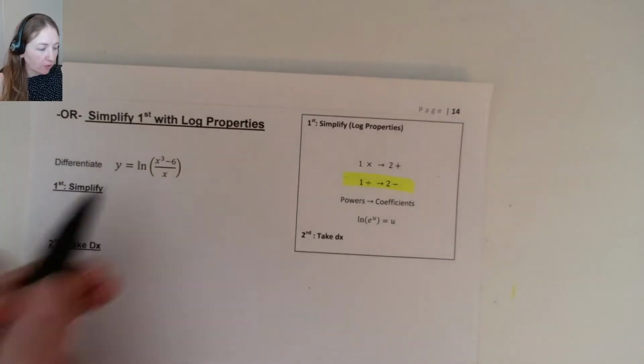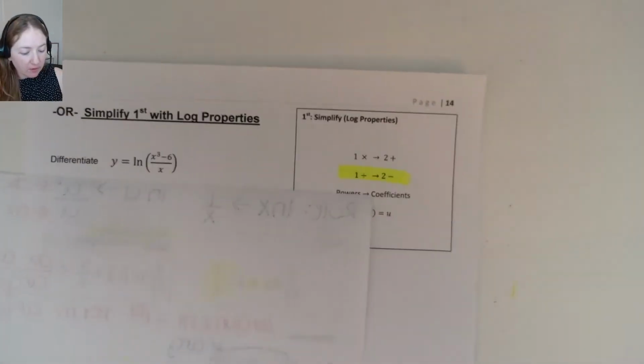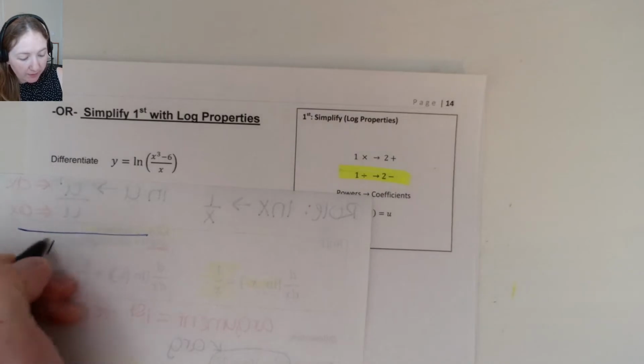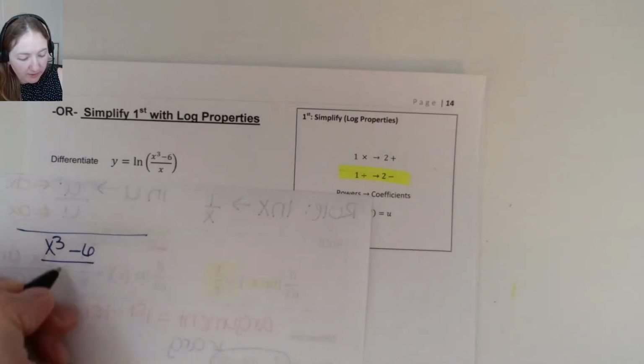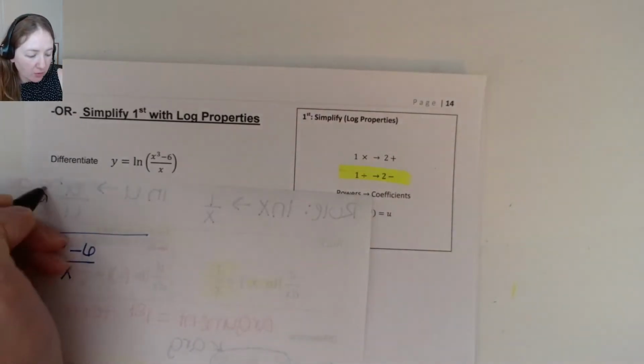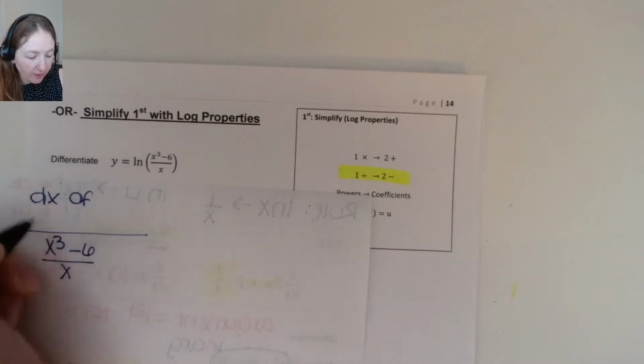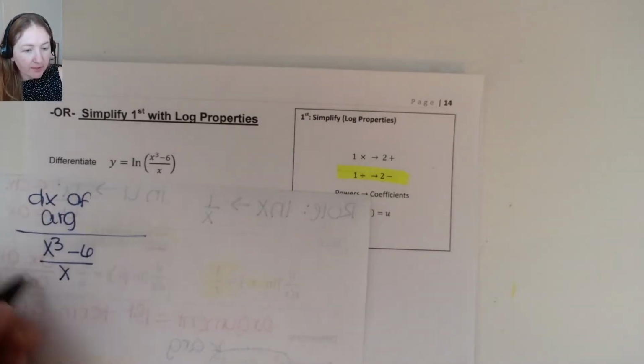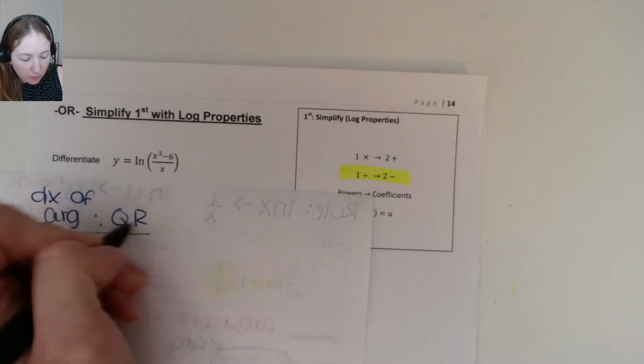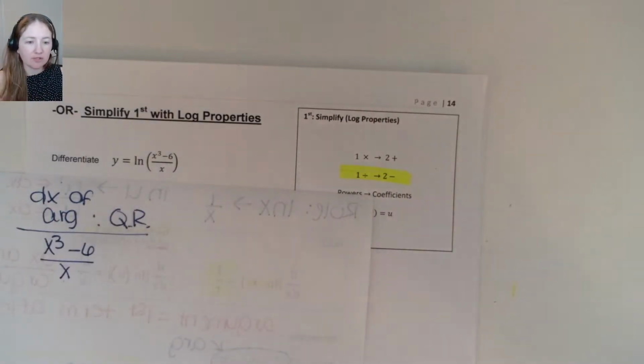So if you look at this question, don't write this down, but if you look at this question, some students would be like, okay, well, my argument is x cubed minus 6 over x, and then in the numerator, I need to take the derivative of that argument. And looking at this argument, that's going to involve the quotient rule, and then maybe I'll just skip this question because there's a lot of work here. We don't need to skip this question.